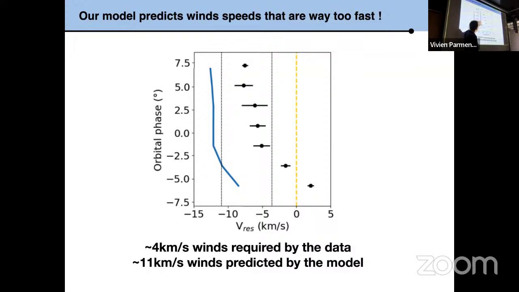Okay, so if I take the model from before, it gives me the blue line. So way too much wind compared to what I get. The data tells me it's 4 kilometers per second, and I get 11 kilometers per second. And the data is precise enough to tell me, well, that's too much.